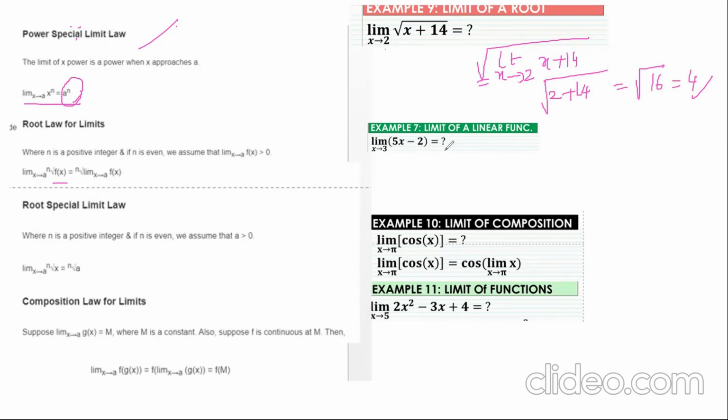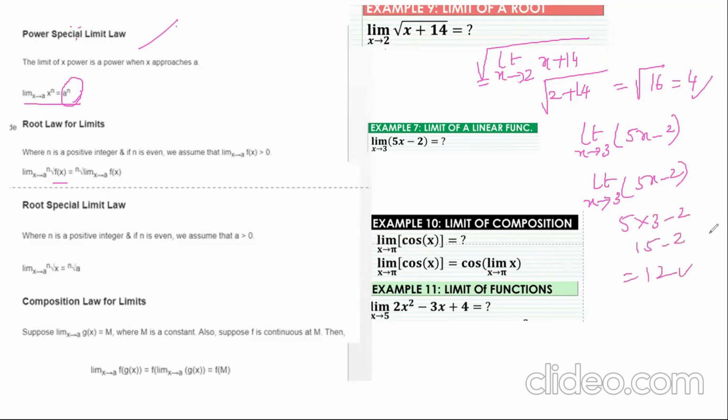Next, linear function. You observe here, limit x tends to 3 of 5x minus 2. Simple, no? You can directly apply the limit, putting 3 here. So 5 into 3 minus 2, 15 minus 2, which is equal to 12. Got it?